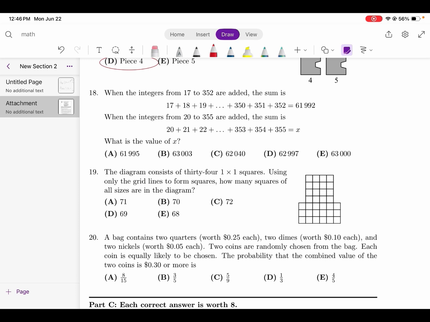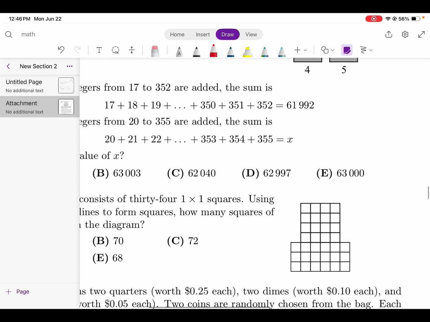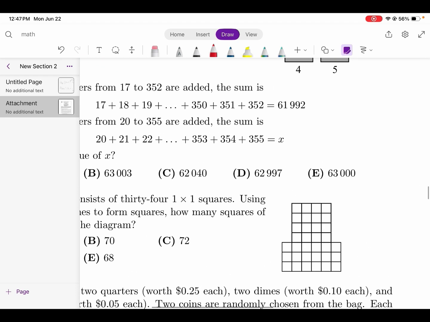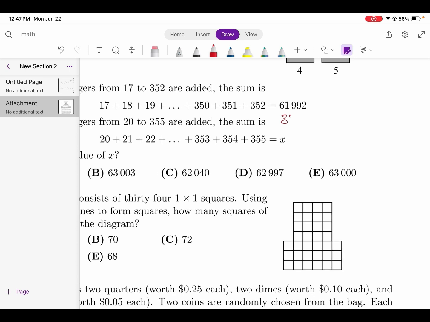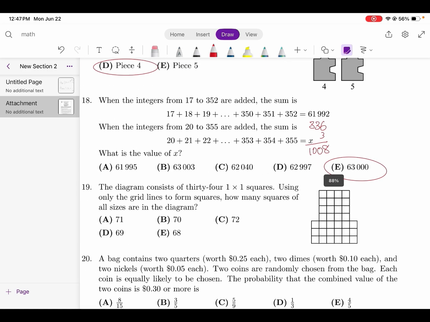Or you could count that from 17 to 352, there are 336 numbers, and then you're adding 3 to each of the 336, so then you multiply that by 3 to get 1008, and then you add 1008 to 61992 to get 63,000 as your final sum.